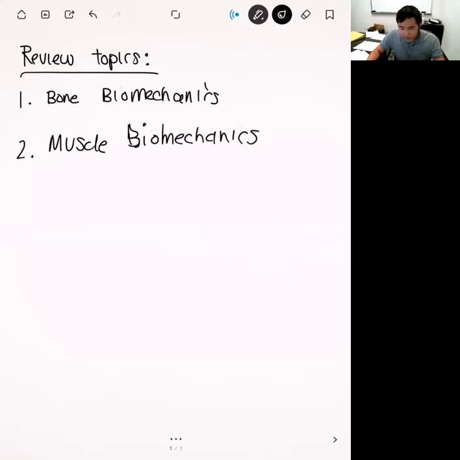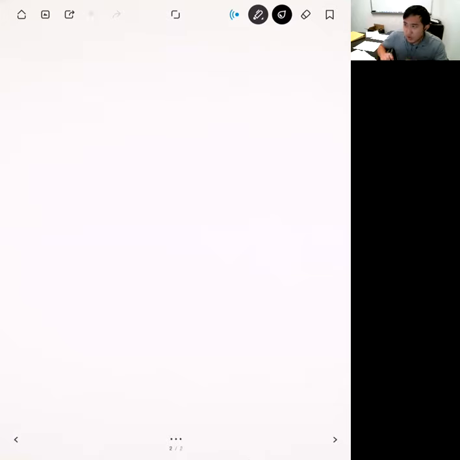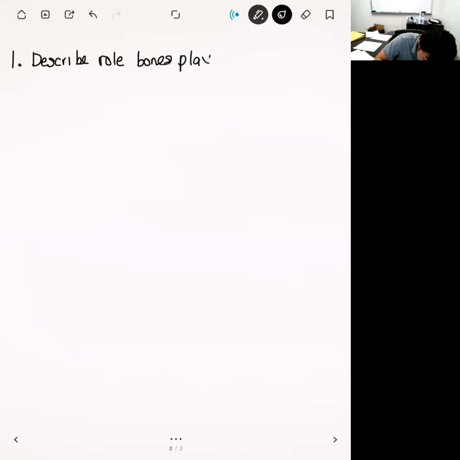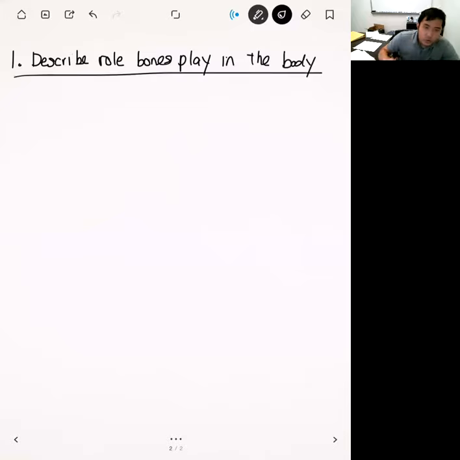Let's go ahead and start. Let's start with bones. The first learning objective that we have for bones is to describe the role that bones play in the body. Very simply, what do the bones do for your body?